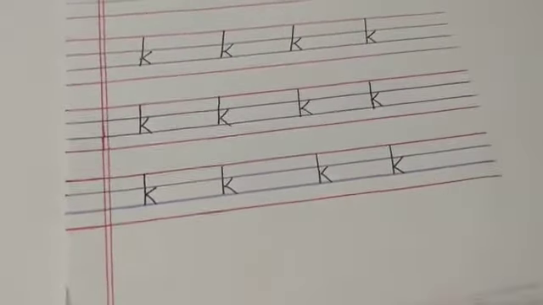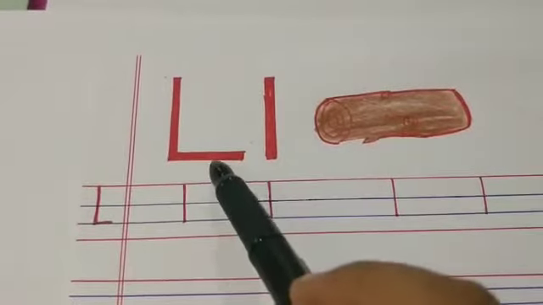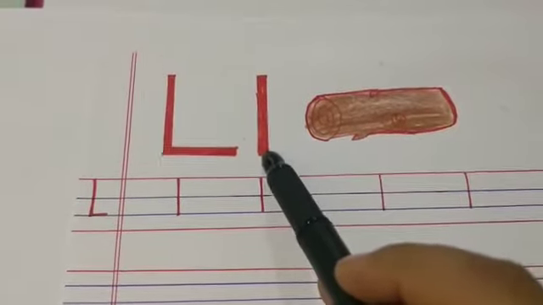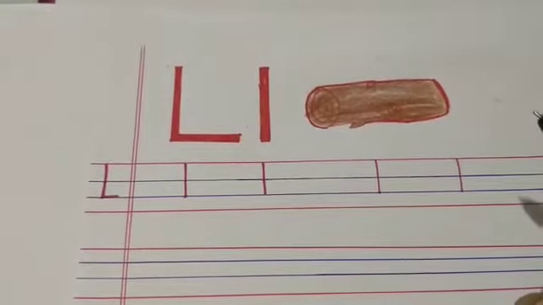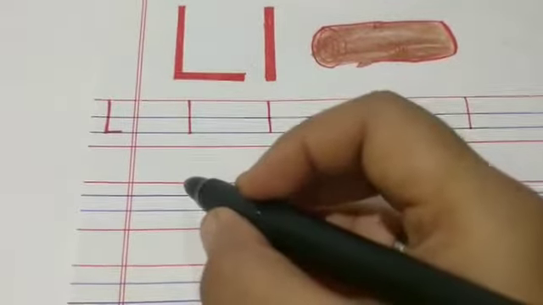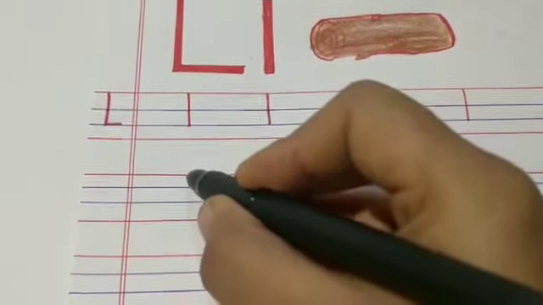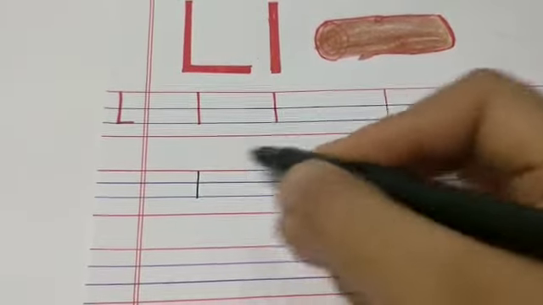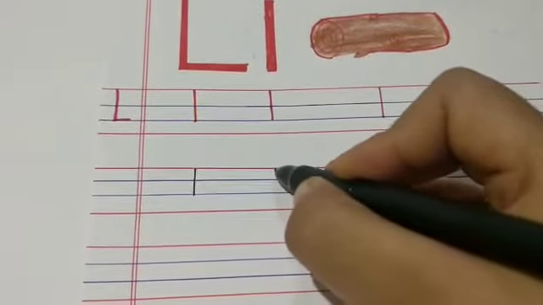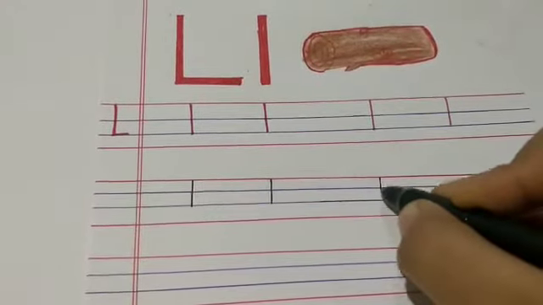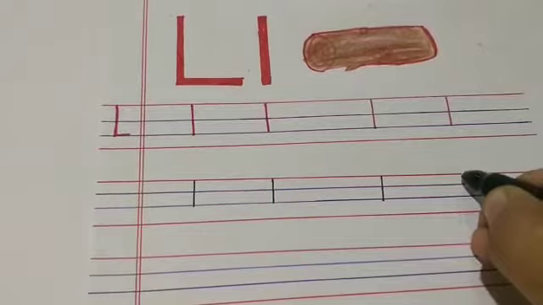Okay, can you see? Then the next letter we are going to learn today is L. L for log. And today I'm going to teach you small l. We'll just make a standing up line from the top red line and drag it downwards to the bottom blue line. This is small l. Only one standing up line from the red line to the bottom blue line. Okay, this is small l.